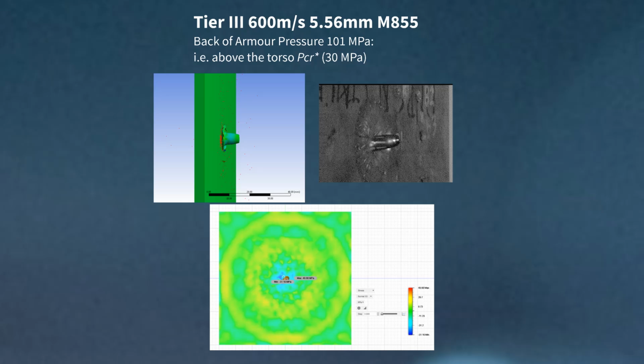And at the back of the armour we achieved 101 megapascals of pressure, which is above the critical pressure for the torso, which was 30 megapascals. So it is predicted that cavitation will occur behind the in-service Tier 3 armour for a 5.56 round impacting at 600 meters per second. Even at this range, it means that the armour will not protect the human from cavitation injury, even at various entry angles and out to the effective range of the weapons.